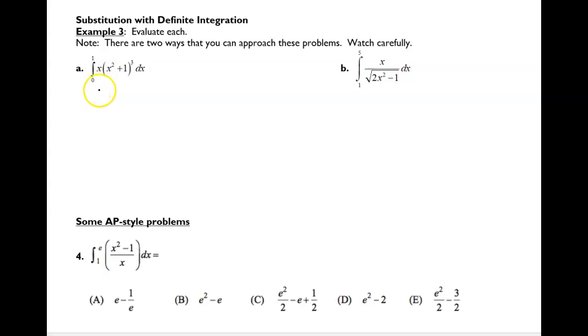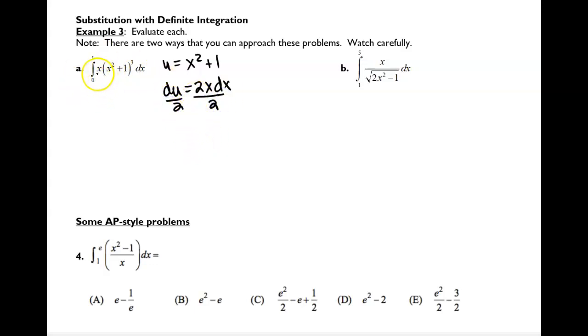So I see that I have an x squared plus 1 inside of this cube. And so that's probably going to be my u. U is x squared plus 1. Let's take the derivative there. The derivative is 2x dx. I almost have that. I just have an x dx. I'm going to need to divide by 2.